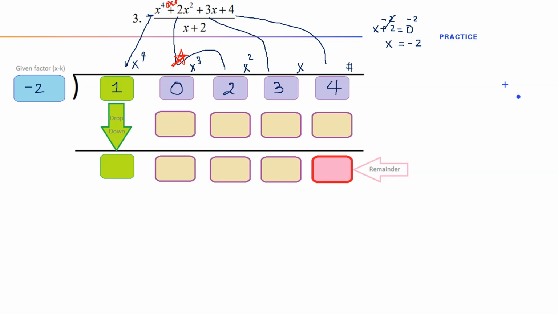Now we drop down the first one, so that's 1. 1 times negative 2 is minus 2. Add 0, so minus 2. Negative 2 times negative 2 is 4. We add 2 is 6. 6 times negative 2 is negative 12. Plus 3 is negative 9. Negative 9 times negative 2 is positive 18. We add 4 is 22.